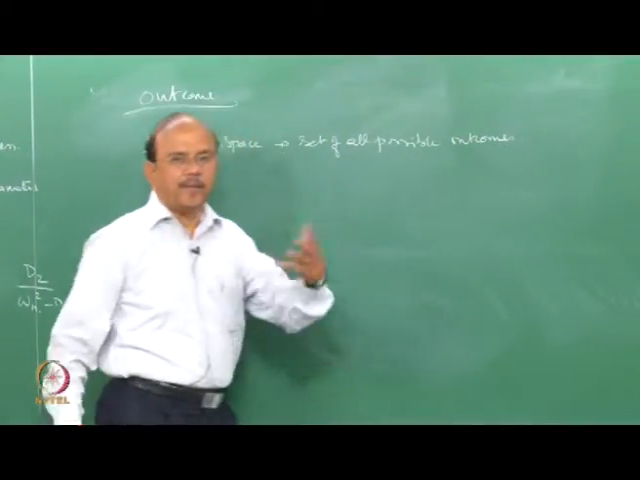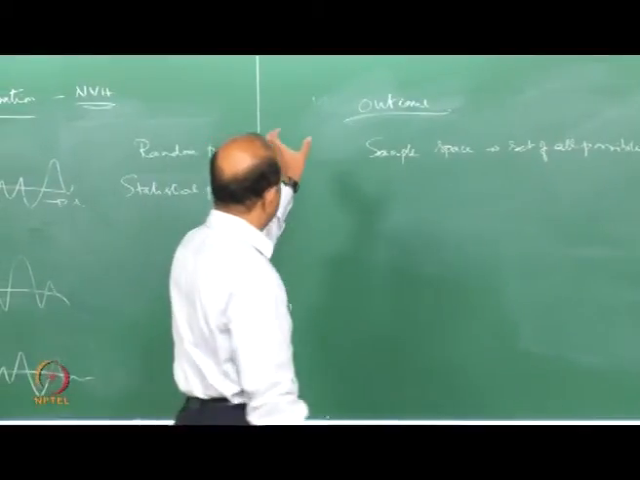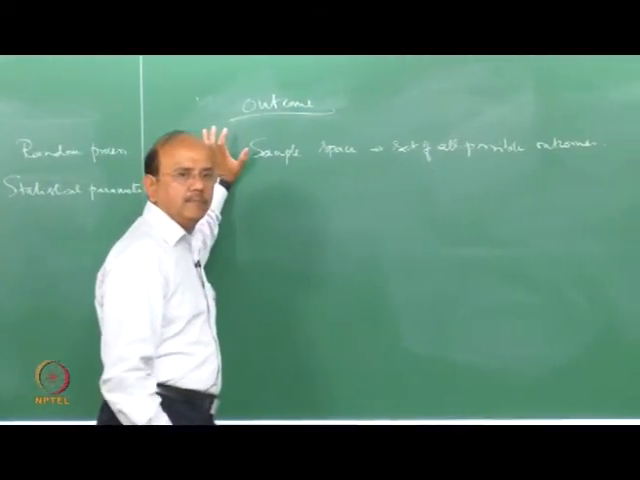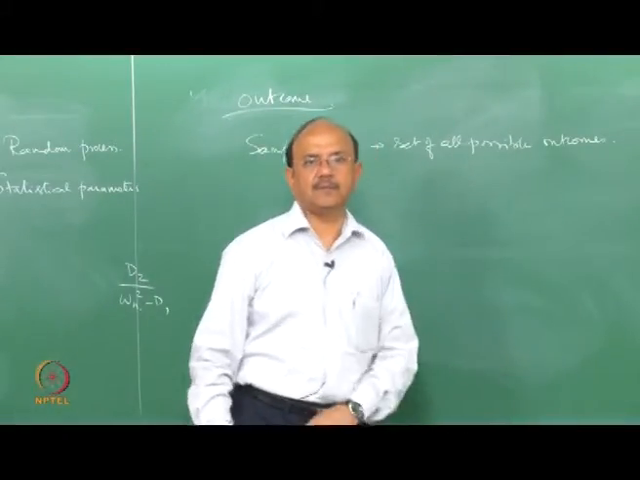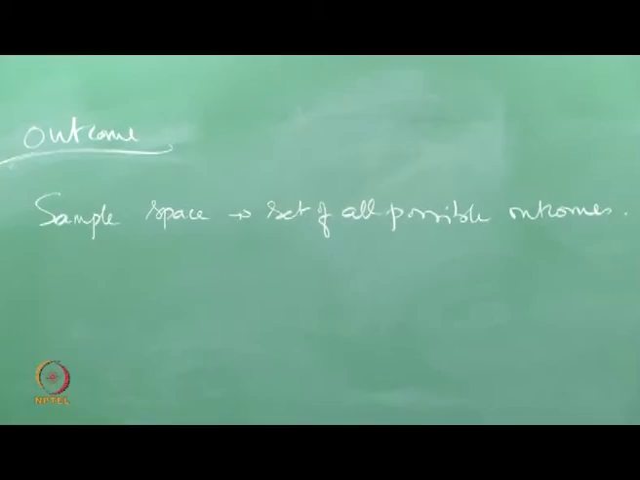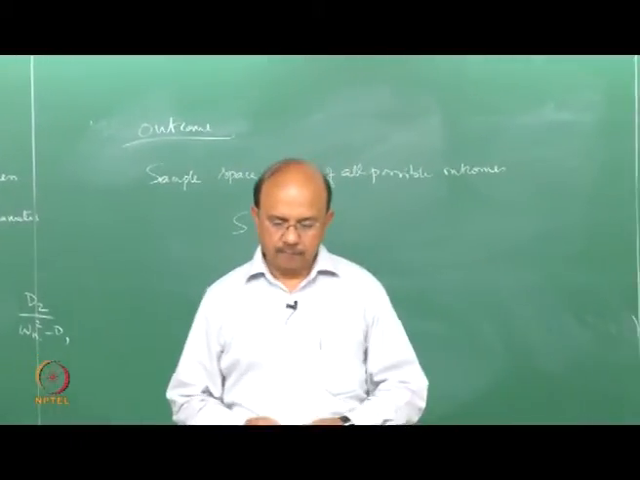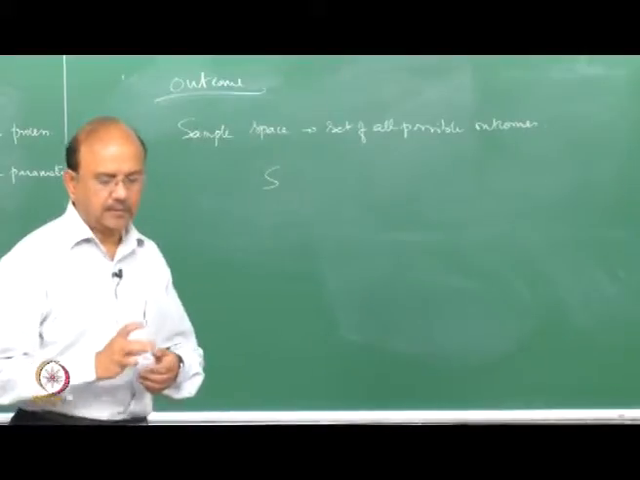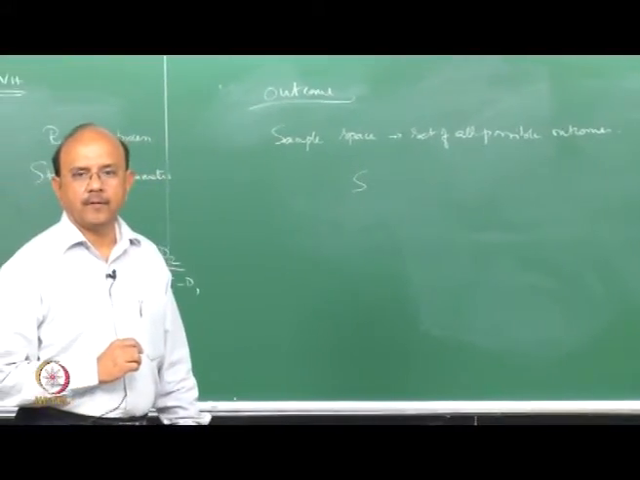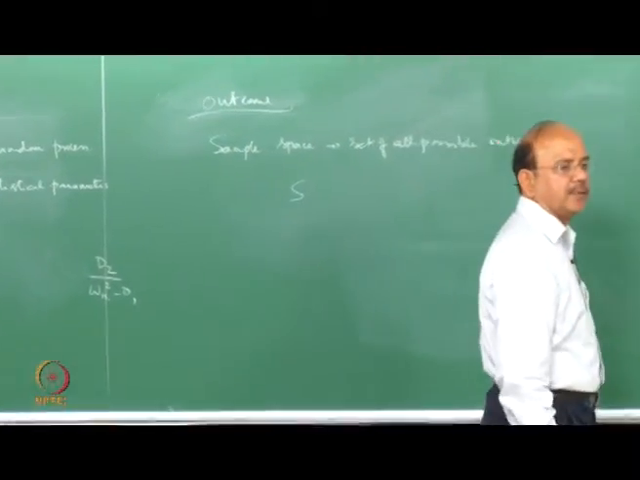So I do an experiment, I observe, and then I look at an outcome. And the set of all possible outcomes is the sample space. Let us call the sample space S, and it can be continuous, or it can be discrete. Let us define a very simple continuous sample space S.